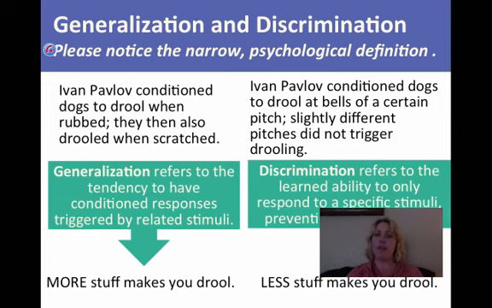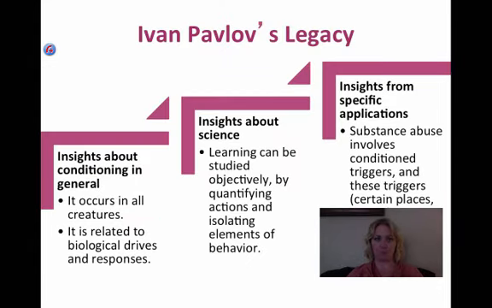Pavlov conditioned dogs to drool at bells of a certain pitch. Slightly different pitches did not trigger the drool. They learned to just respond to the bell that had been paired to elicit the correct response. So generalization, you respond to similar stimuli. Discrimination is you learn to only respond to a specific one.